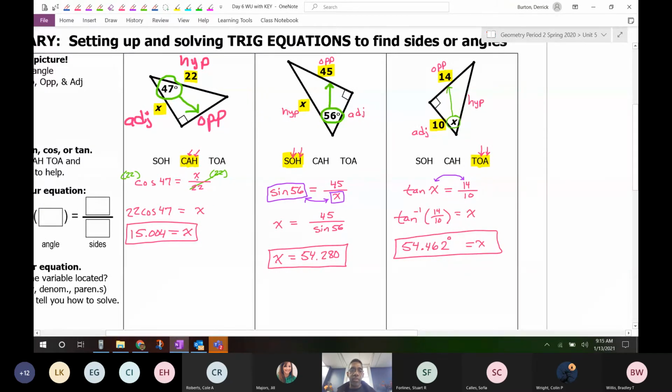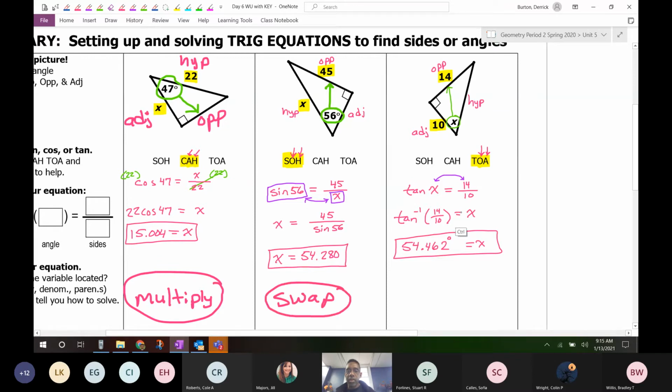Okay, so just remember, when the variable is on top, that is when you multiply. When the variable is on the bottom, that's when you swap. And when the variable is inside the trig function where the angle goes, that's when you do the inverse.